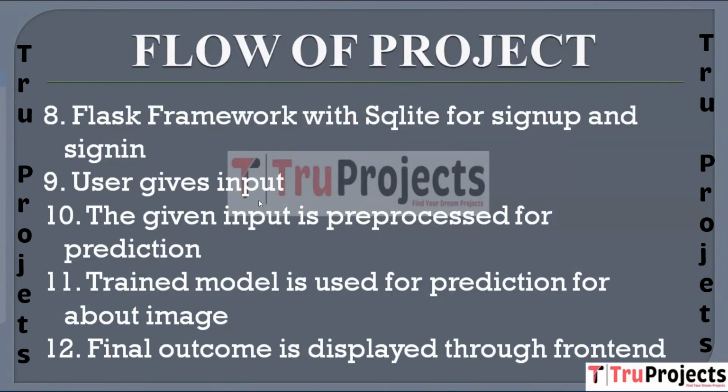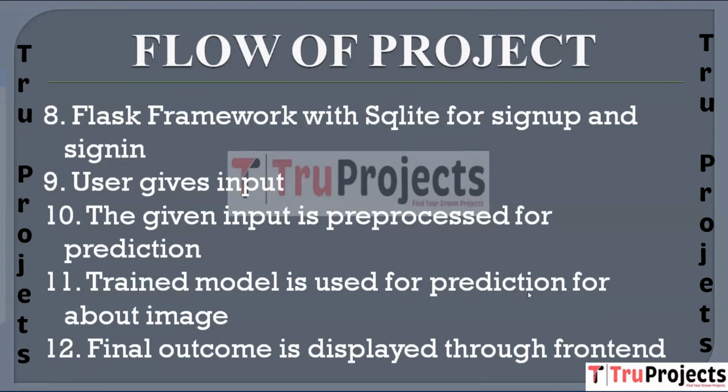The next step is where the user gives input. The user interacts with the web application by providing their input, which could be related to the COVID-19 dataset or an image. Then the given input is pre-processed for prediction. The input provided by the user is pre-processed to be compatible with the model's input format. For image data, this would typically involve resizing, normalization, and any other necessary transformations.